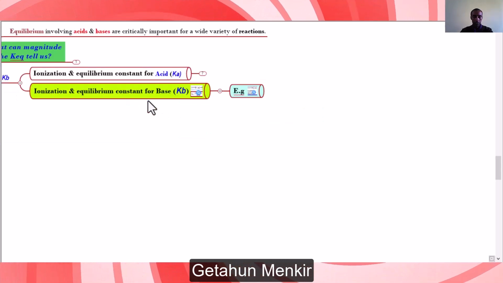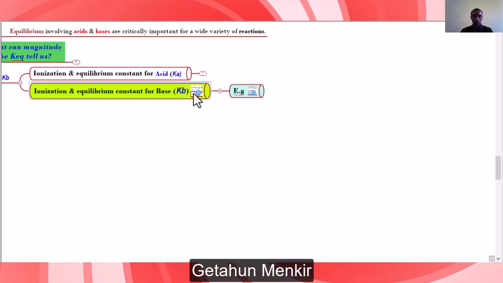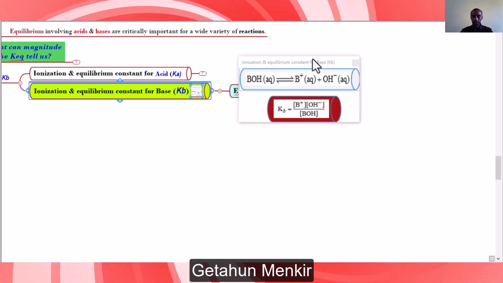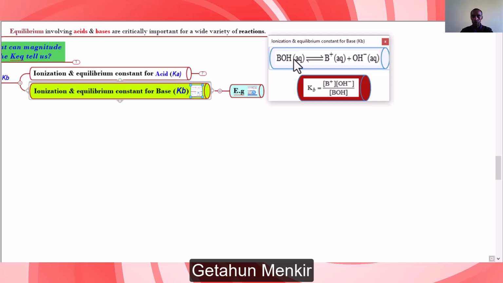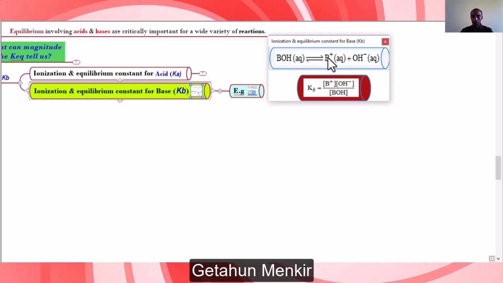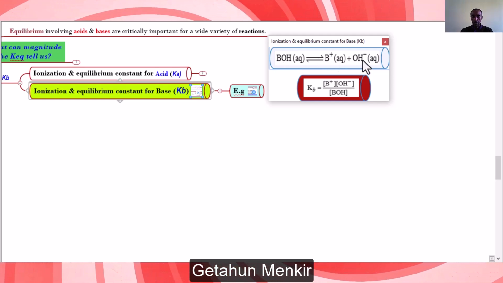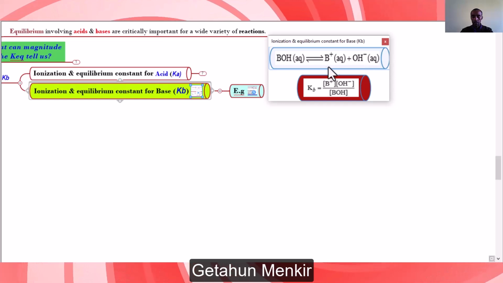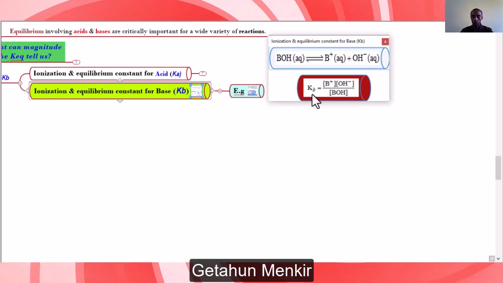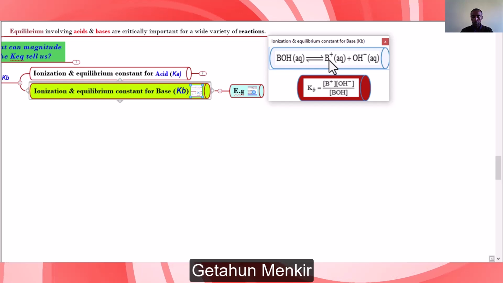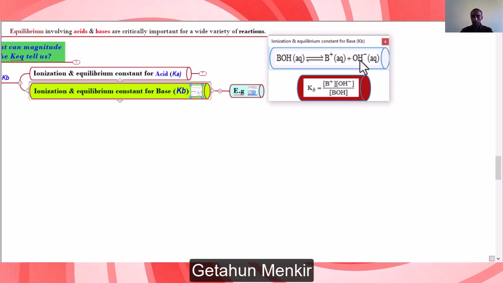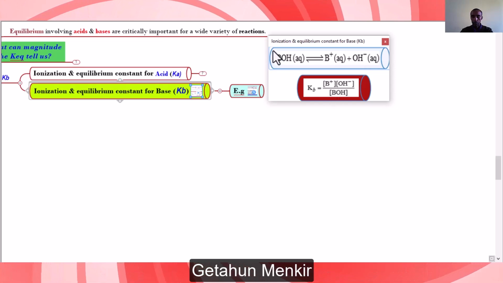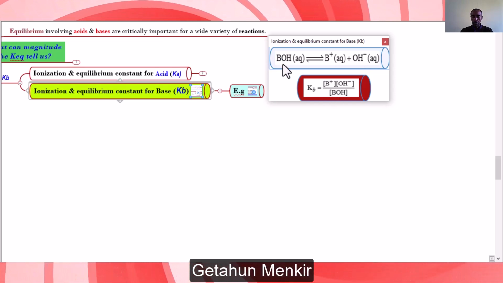Another thing is expressing the equilibrium constant for a base. Generally, those are bases that contain OH and, when dissociated in water, produce the cation and the anion. So you can write the equilibrium constant of the base as the concentration of the product B plus times the concentration of OH minus divided by the concentration of the base, that is BOH.